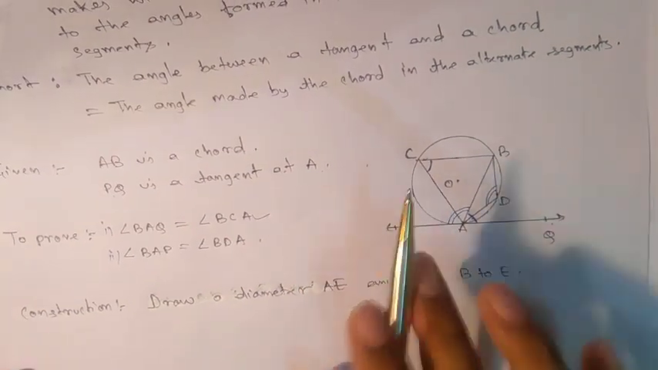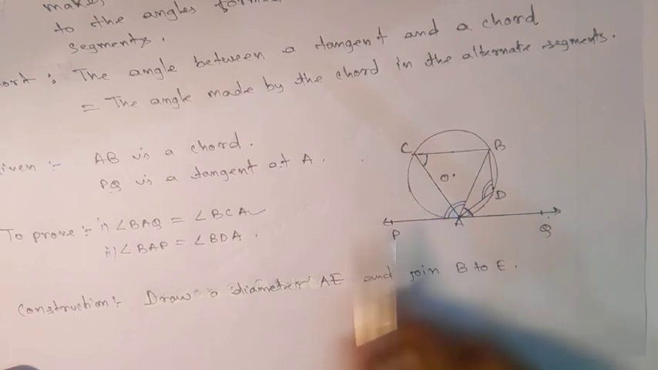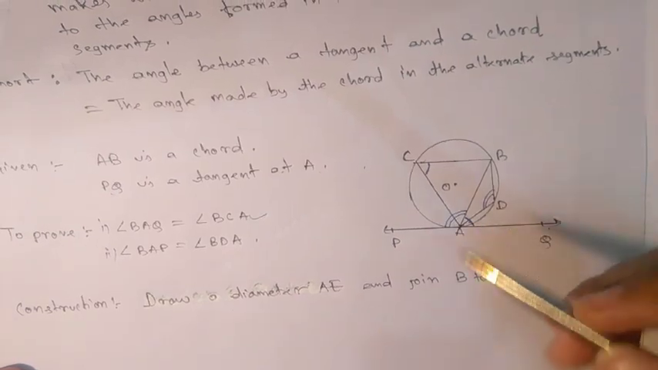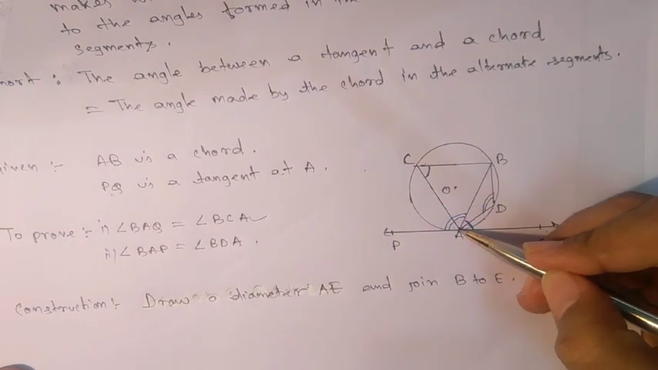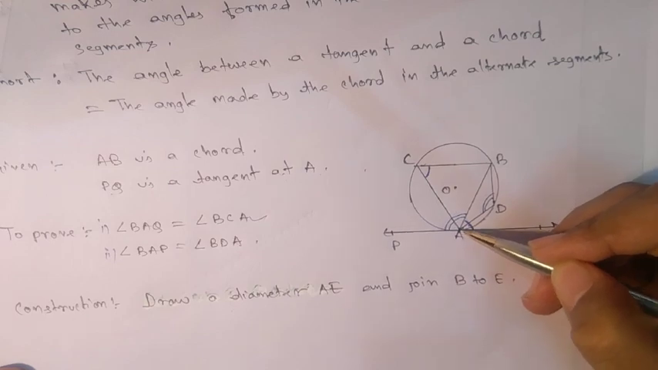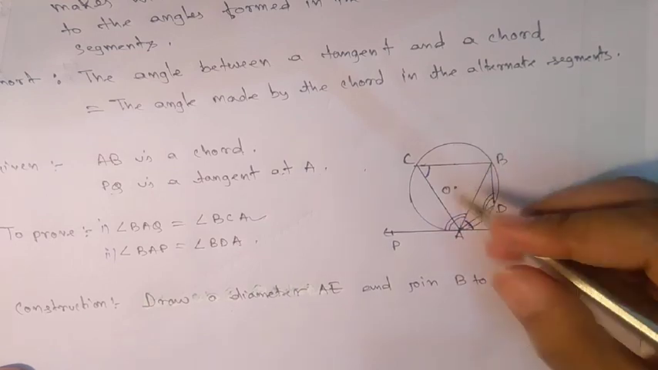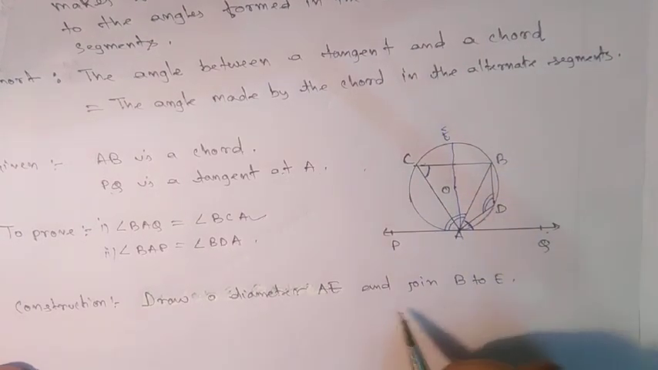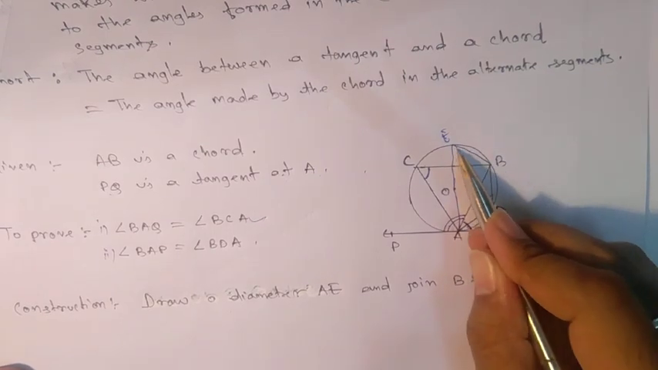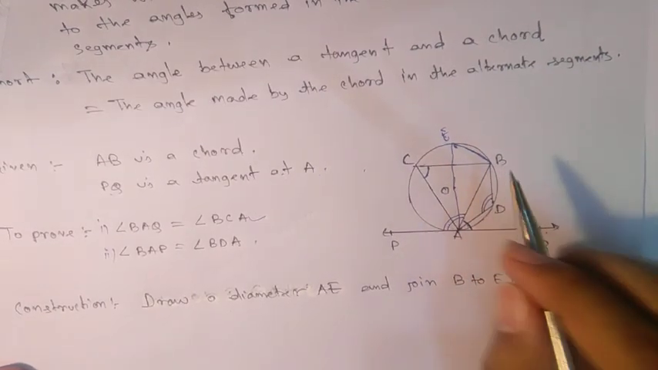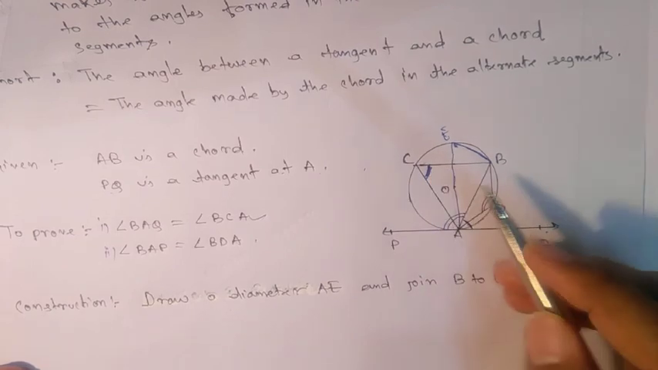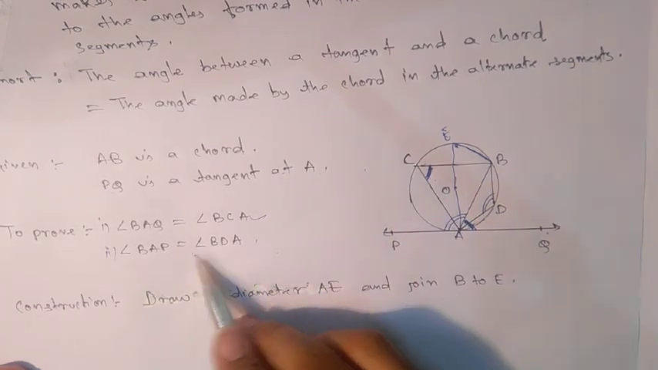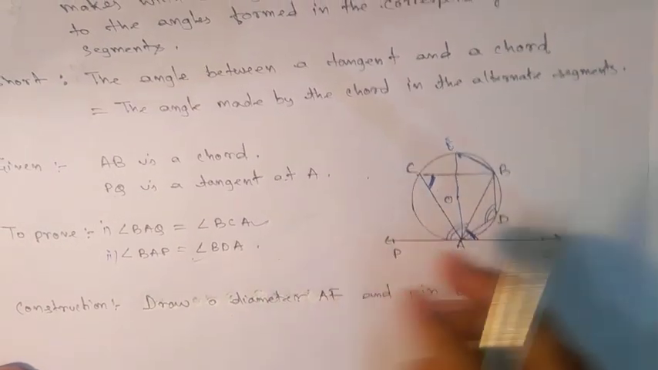Here we need a construction. What we are going to do is draw a diameter AE. We take one end point A, and the diameter should pass through the center O. We draw the diameter AE and join B to E. Our target is to show that this angle must be equal to this. If we show that, then in the end we'll say that similarly the other is also true, and hence the theorem. Okay, let's start.